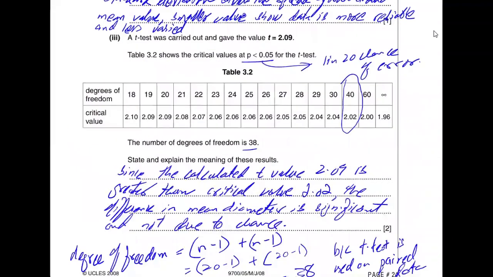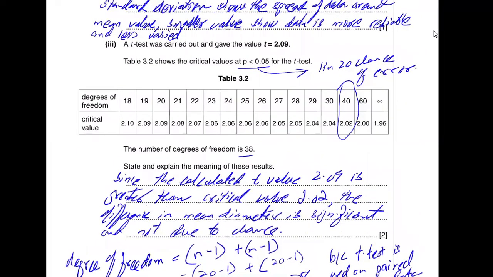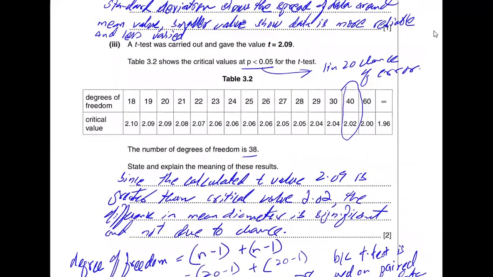So coming back, this is what I was telling you about, that the value of t may be provided to you or you may be asked to calculate the value of t. In this case, they are saying a t-test was carried out and gave the value of t to be 2.09. Now this value of t is provided to you, calculated. You don't have to calculate it. Table 3.2 shows the critical values at p less than 0.05 for the t-test. These are the degrees of freedom and the critical value is shown to you. The number of degrees of freedom is 38.